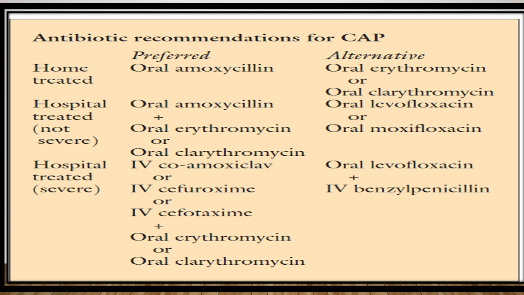If you are treating the patient in the hospital and the patient is suffering from severe community acquired pneumonia, at that time you need to give the antibiotic through an IV, an intravenous line. What antibiotic is the best at that time? You can use IV coamoxiclav or IV cefuroxime or IV cefotaxime. With that, you need to include oral erythromycin or oral clarithromycin. If you cannot give IV coamoxiclav or cefuroxime, what is the alternative? The alternative is you can give oral levofloxacin plus IV benzyl penicillin.